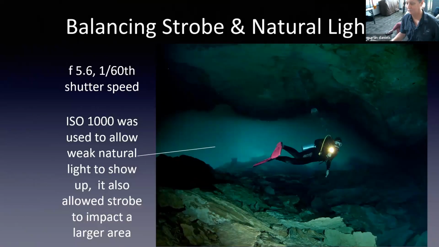So this is in a cenote. And I kind of had to push things a bit at f/5.6, pretty wide open, and 1/60th shutter speed, because that was just very faint blue light from the background opening. And cranking the ISO up also was necessary to get those settings to work. Otherwise, I'd be going to a really low shutter speed.